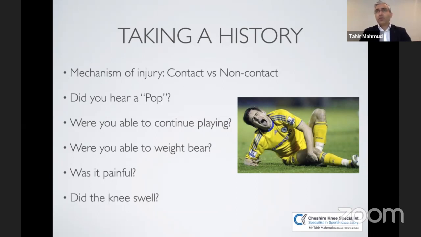It's important to really take time, go into detail, as to what they were doing. Were they playing sport? What sport were they playing? Were they playing on grass? Were they playing on an artificial pitch? We know that certain astroturf and artificial pitches are associated with a higher incidence of anterior cruciate ligament rupture compared to playing on grass. Were they wearing proper footwear?